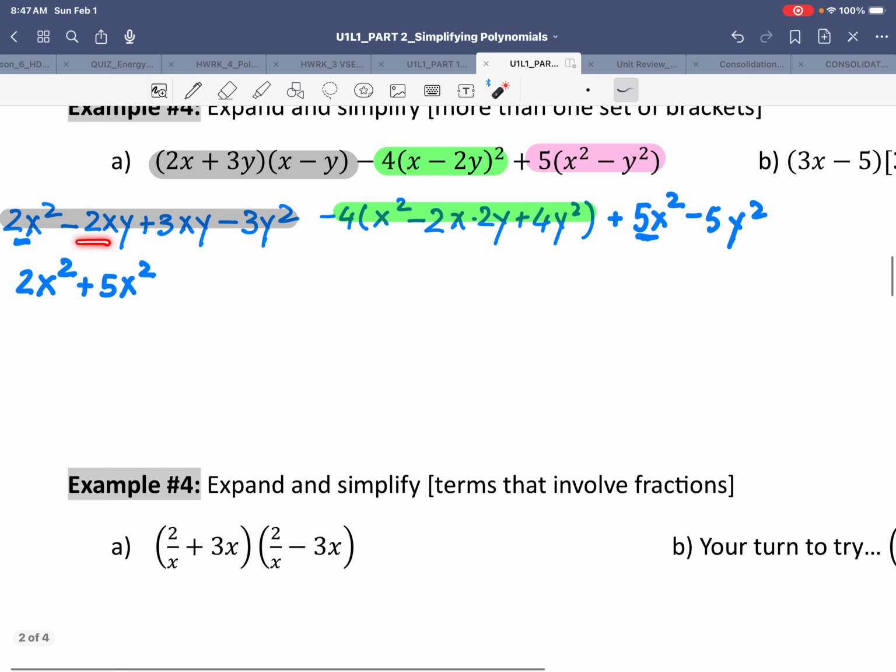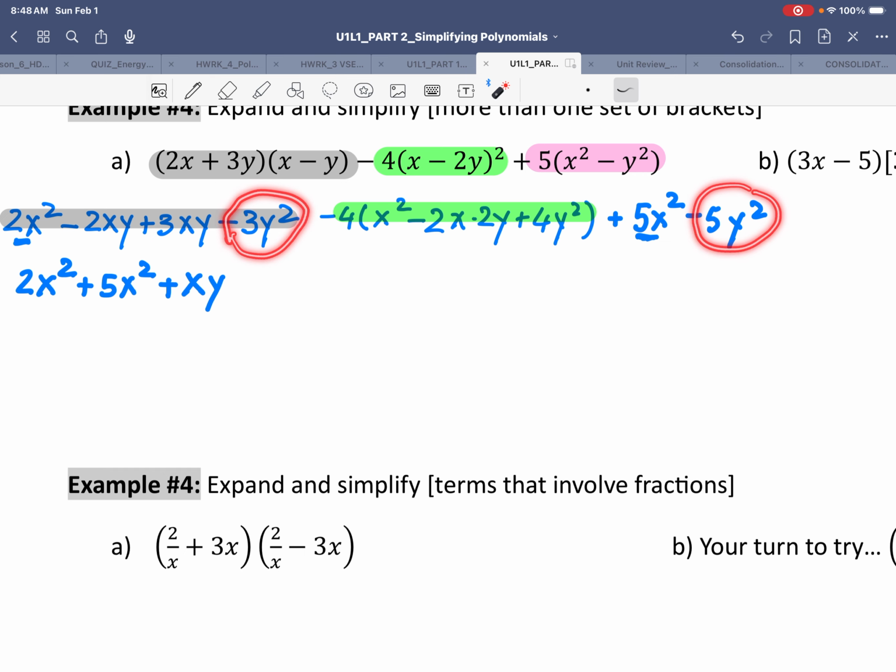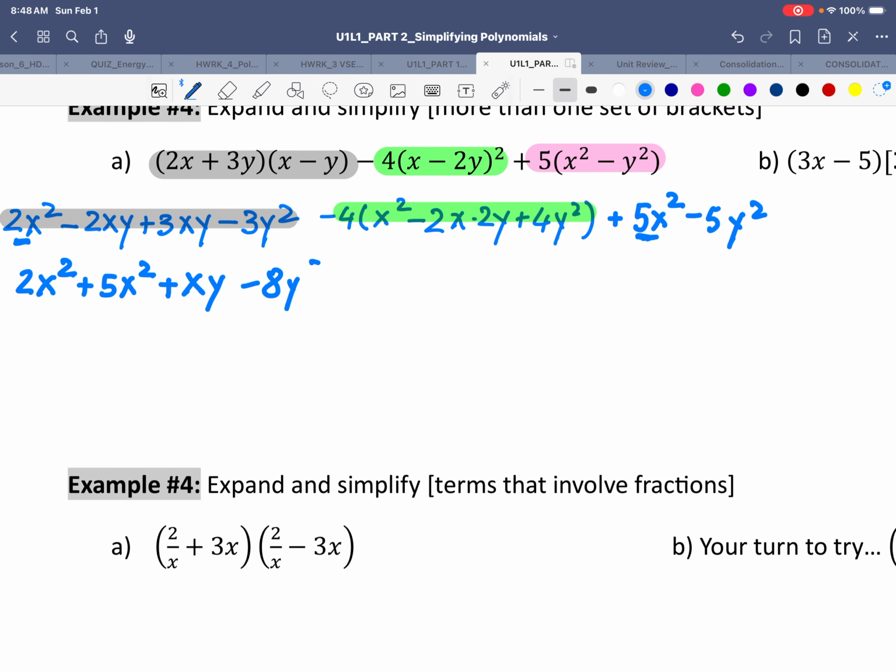Now, minus 2xy plus 3xy, these are like terms because they contain same variables raised to respectively same powers. So you just work out the coefficients, negative 2 plus 3, which is 1. So we have 1xy. We don't have any other xy terms for now. So lastly, we have the y squared term, and we have another y squared term here. So they're like terms. So negative 3 minus 5 would be negative 8y squared. We'll continue with this expansion.